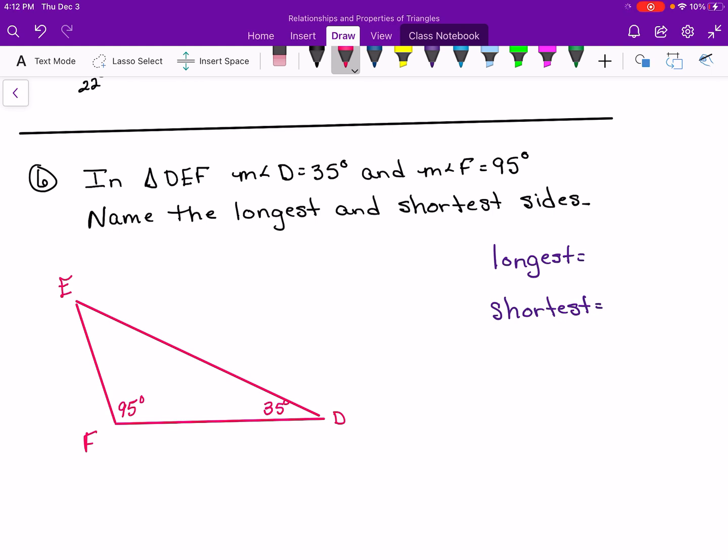How on earth are we going to find how big that other angle is? Well, I hope you're thinking in your head, when I add the angles of a triangle together, I get 180. So I'm going to subtract the 95 and 35 from 180. Let's see, 95 and 35, that is 130 degrees. So that means that angle E, right up here, is my 50 degrees.